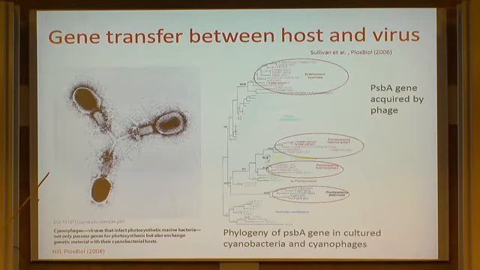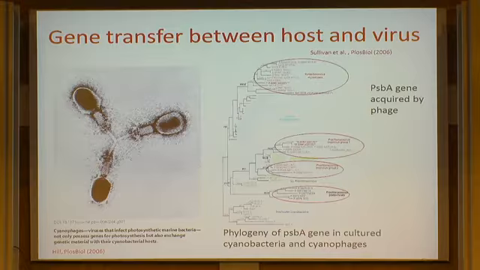Okay, here's another example that I think is a beautiful one. This is work of Forrest Wall and Penny Chisholm's groups, and this is to do with this thing here, which is a cyanophage. So this is a phage that infects photosynthetic cyanobacteria. And the interesting thing about this phage is that it carries photosystem 2 genes with it.